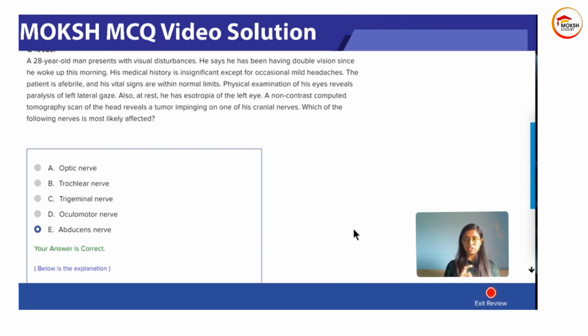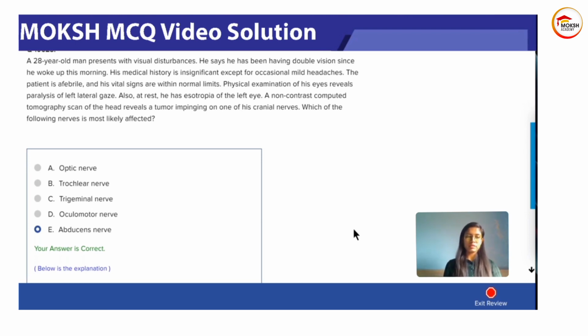Esotropia means medial deviation. Okay, if you look at your left eye and it's medially deviated and it's not going towards the left side, right? That is called the left lateral gaze paralysis. That means the lateral rectus of the left eye is affected. Lateral rectus is supplied by abducens. Ipsilateral abducens nerve palsy is what this patient is most likely having.